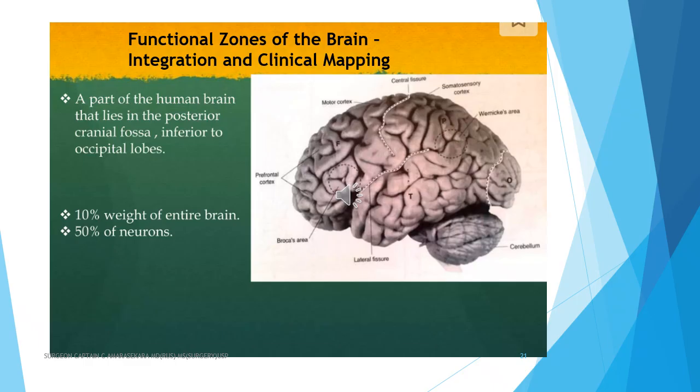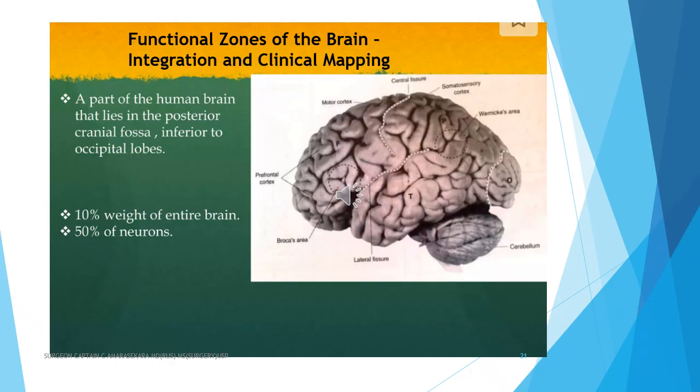Wernicke's area is in the posterior superior temporal gyrus of the dominant hemisphere. Its main function is language comprehension. Lesions cause receptive aphasia: fluent but nonsensical speech, with poor understanding.